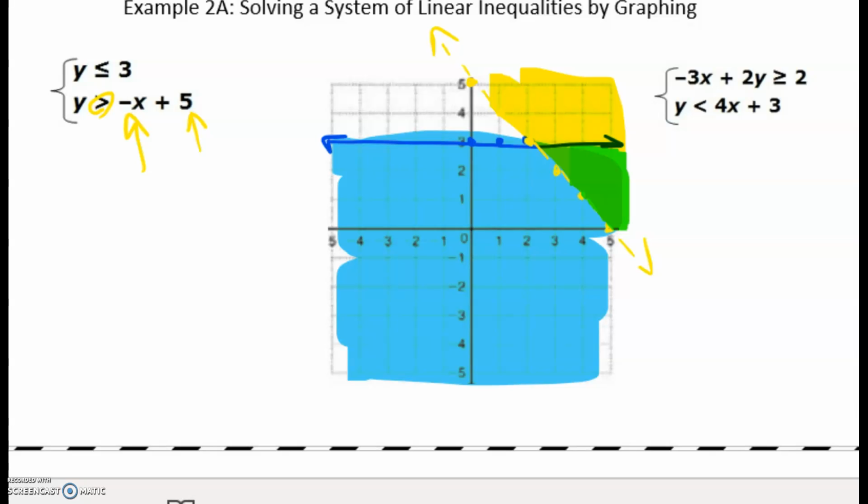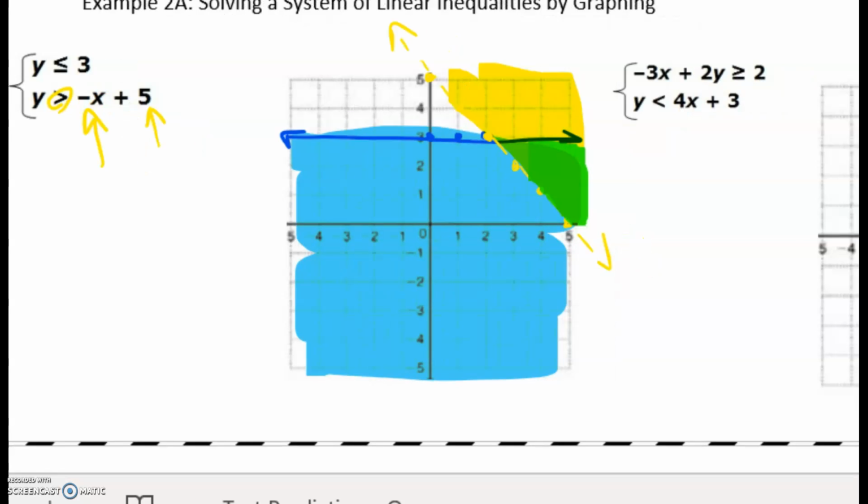I'm not having you guys write it algebraically or anything. I'm just going to look at your graph and see that solution set. So understand, any point in that green would fit the constraints of both equations. All right, let's give the next one a go.